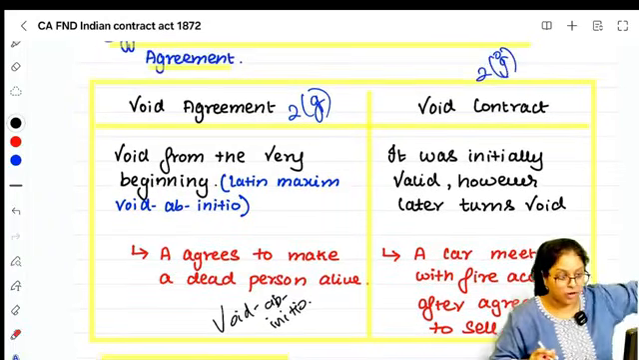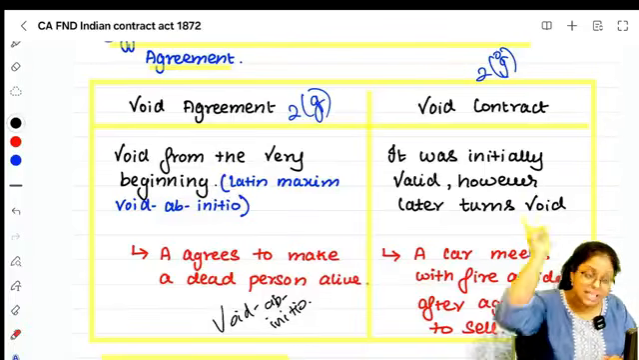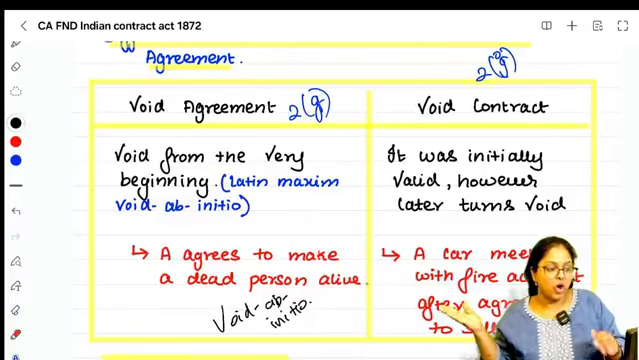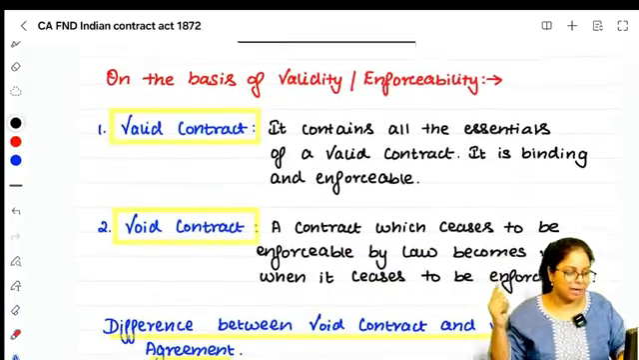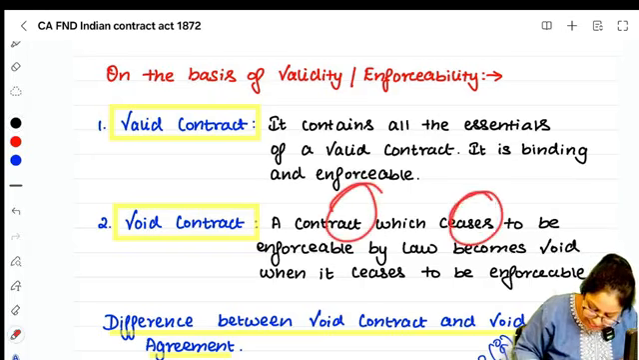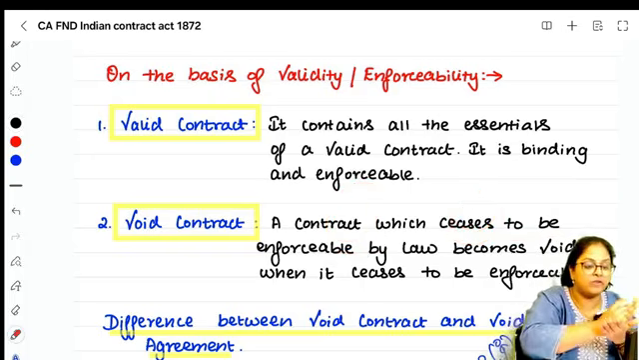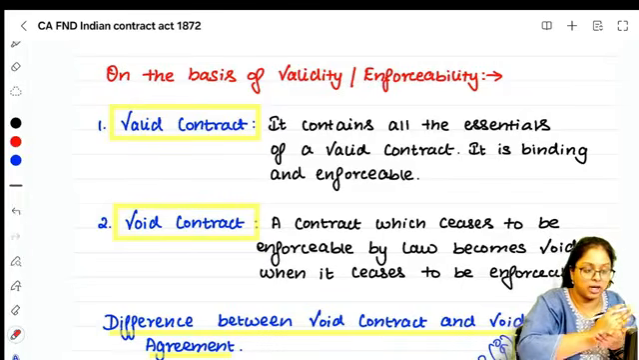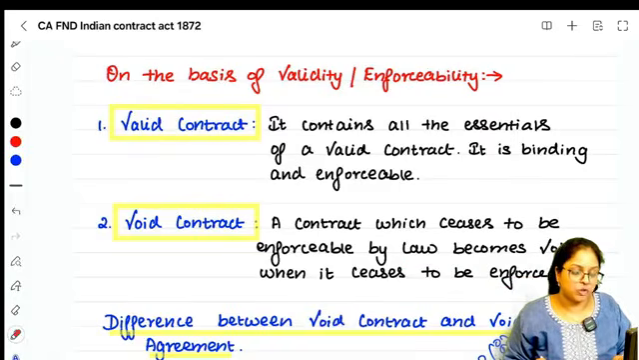But void contract is not like that. Void agreements are void from the very beginning. Void contract is 2J, which says it was initially valid. Later on it becomes void. Initially valid. Later on it becomes void. Ma'am, example. Void contract example. A contract ceases to be enforceable by law. Ceases means what? It stops to be enforceable. You cannot go and enforce it under law.